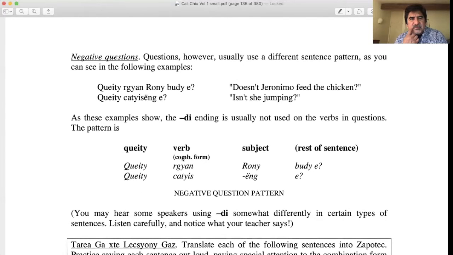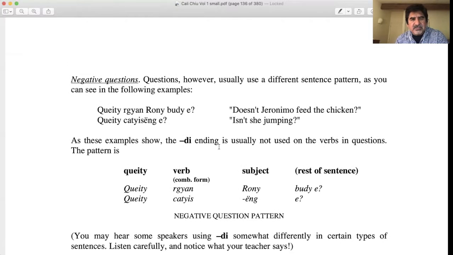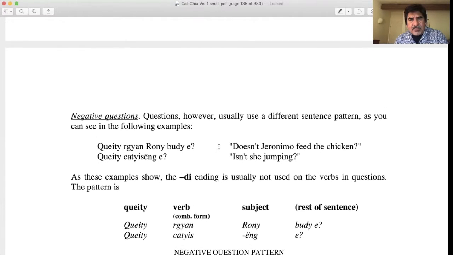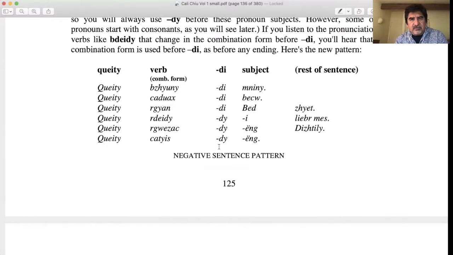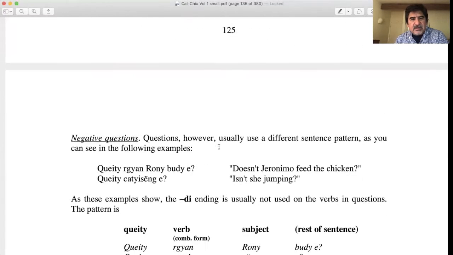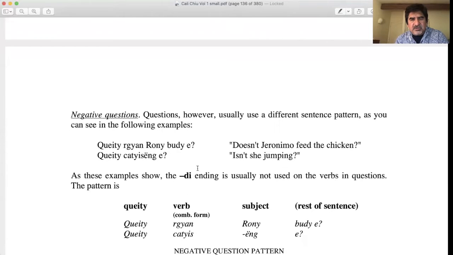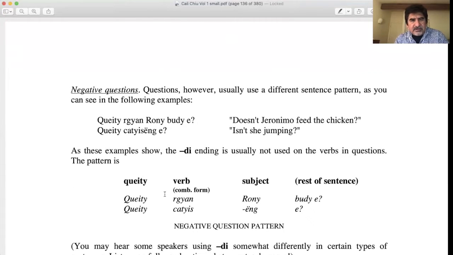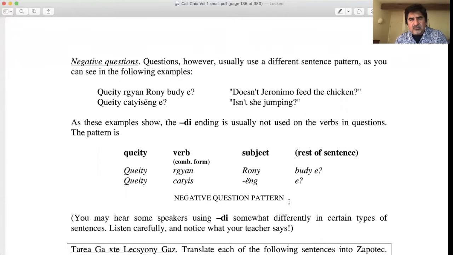Here we have some negative questions. This changed a little bit, so just be careful with the negative sentence, and also with the negative questions. For the negative question we have the Kate, the verb, and the subject, and the rest of the sentence. Although you might hear some people using di, here you don't find that particle.